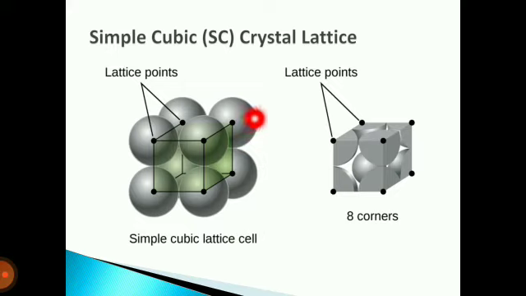These are the lattice points at the corners of the cube. At each corner of the cube there are atoms present, which are called lattice points. So at the 8 corners of the cube, atoms, ions, or molecules are present.